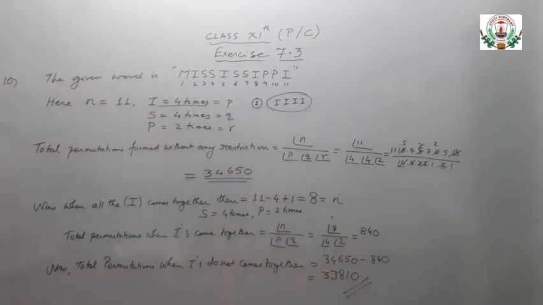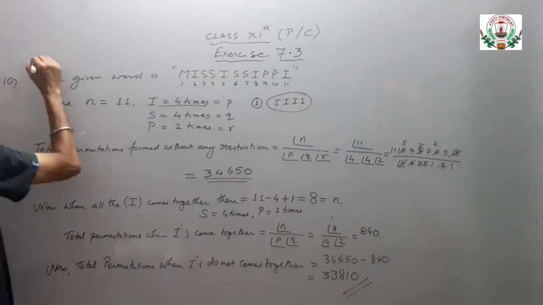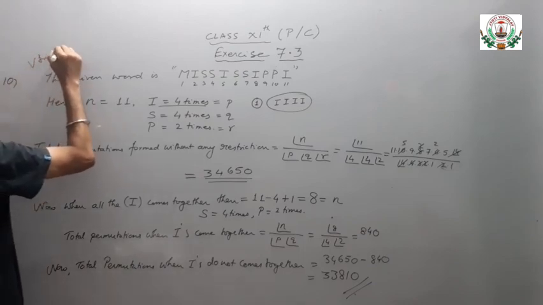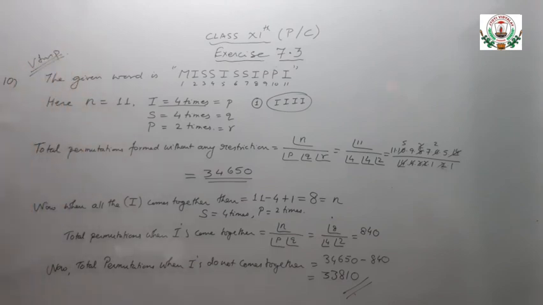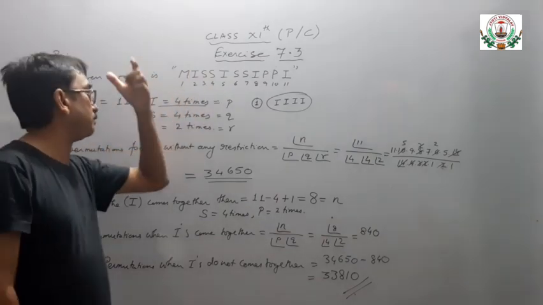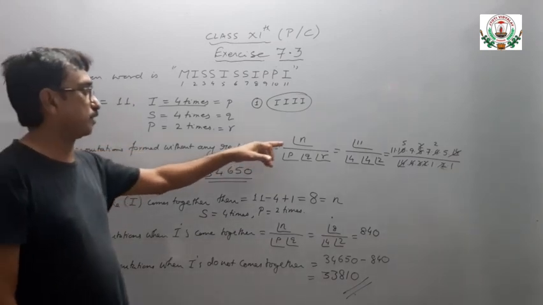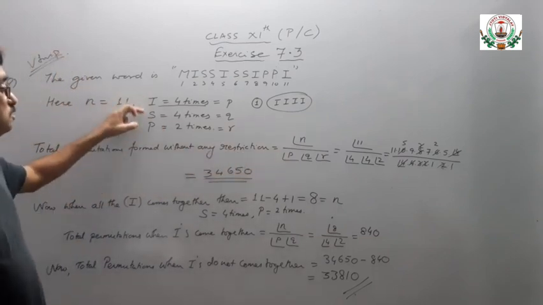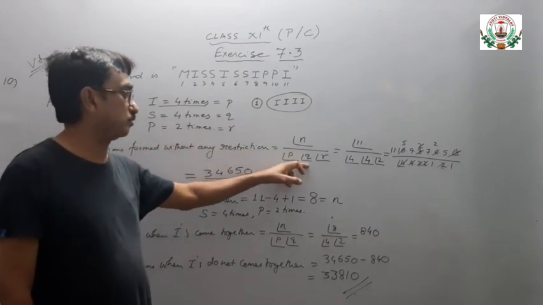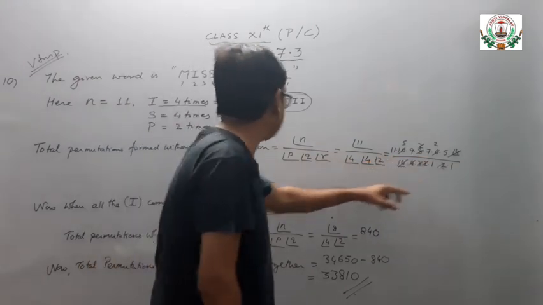Once again I am going to explain this question. It is a very important question. Such type of questions you can practice from another textbook, Refreshers. The given word Mississippi consists of 11 letters in which I comes 4 times, S comes 4 times, and P comes 2 times. First of all we form the total number of permutations without any restriction. So factorial n upon, since 3 are repeated, factorial P, factorial Q, factorial R. After simplification we get 34,650.